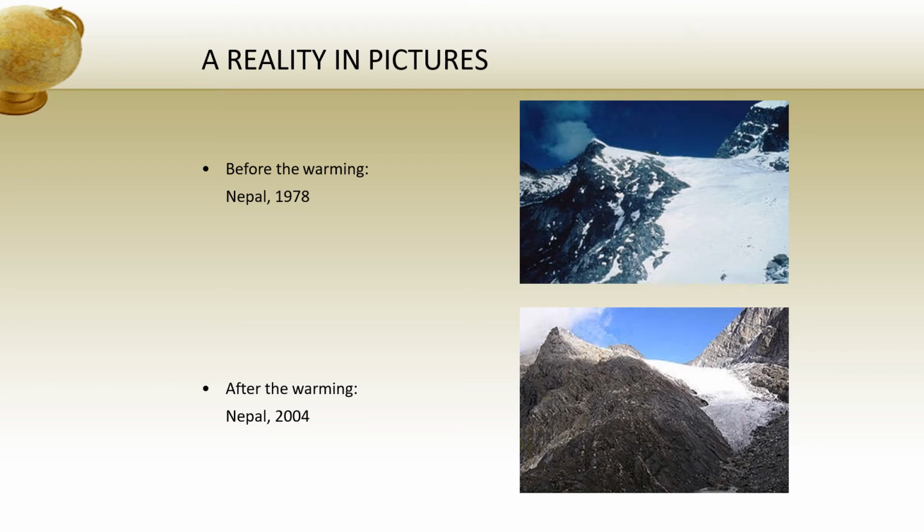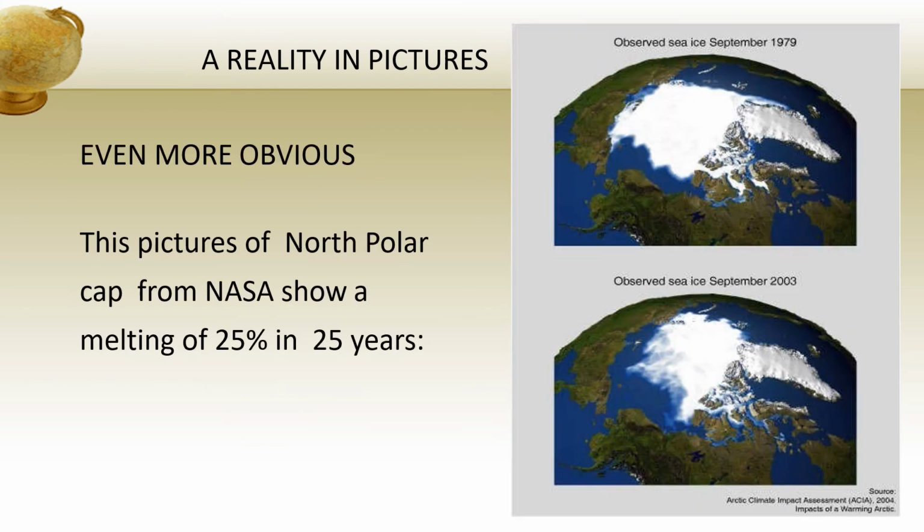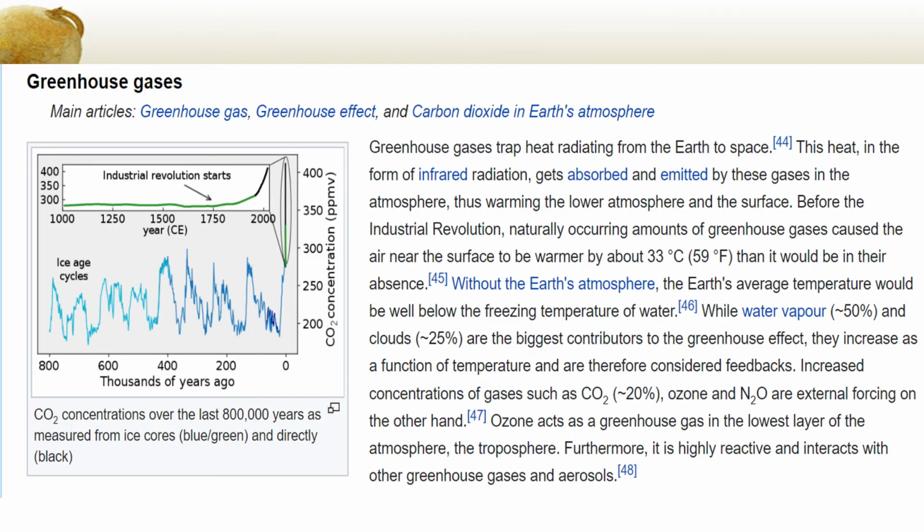Okay. Now another reality in pictures is even more obvious. These pictures of the North Polar Cap from NASA show a melting of 25% in 25 years. See these pictures. The upper one shows observed sea ice in September 1979, and the second one shows observed sea ice in September 2003. So you see the difference in the pictures.